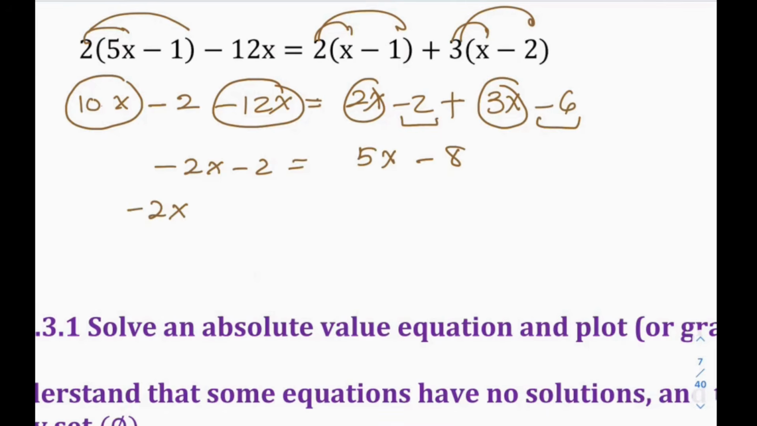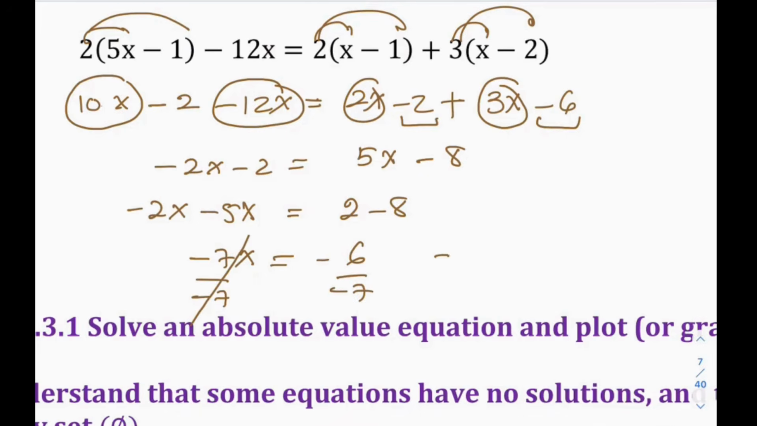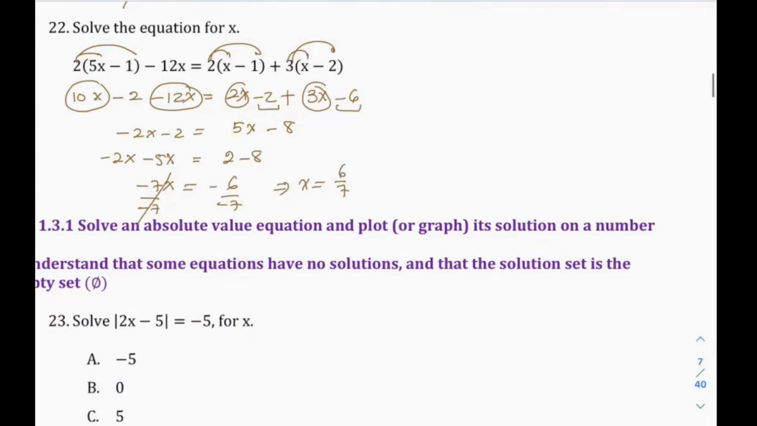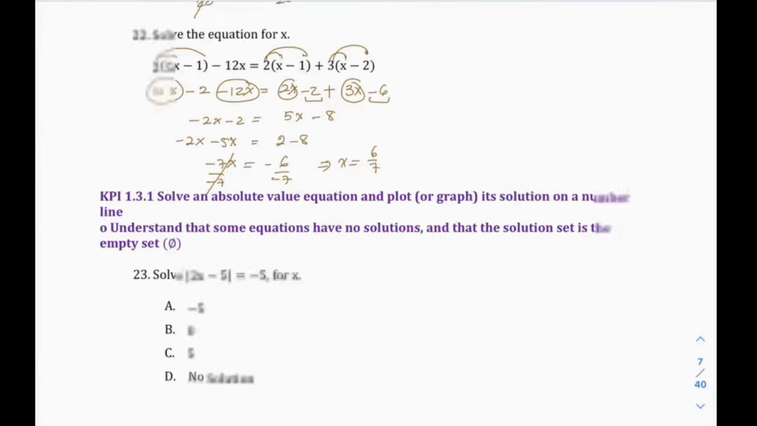Then minus 2x minus 5x, x is together, equals 2 minus 8. So negative 7x is negative 6. Divide both sides. So x is 6 over 7. By the way, 6/7 means 6 over 7. 1/3 is 1 over 3. 2/3, 2 over 3. 1/4, 1 over 4.